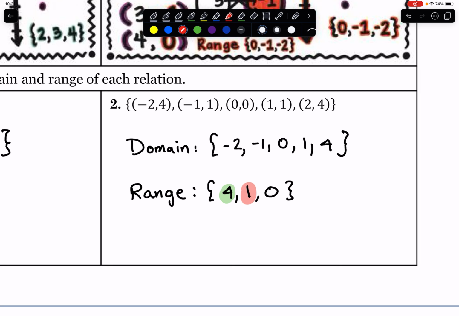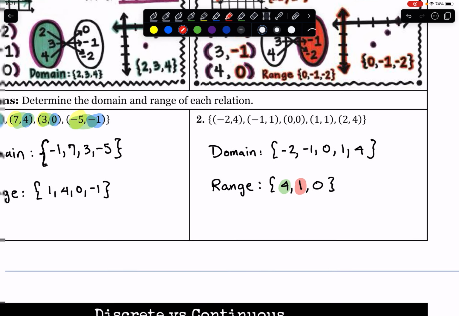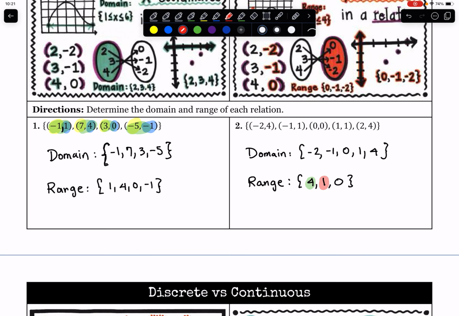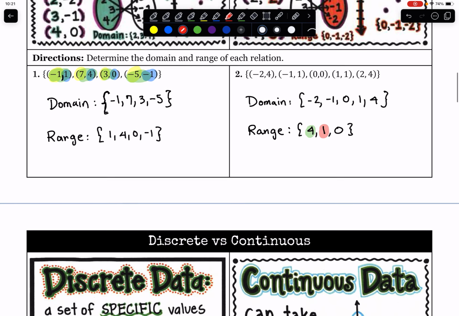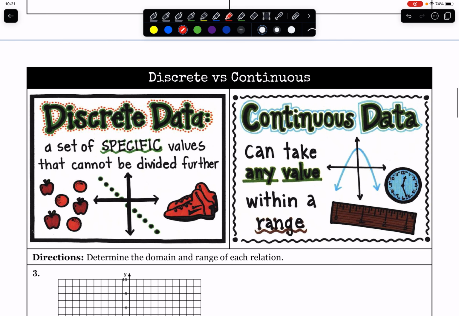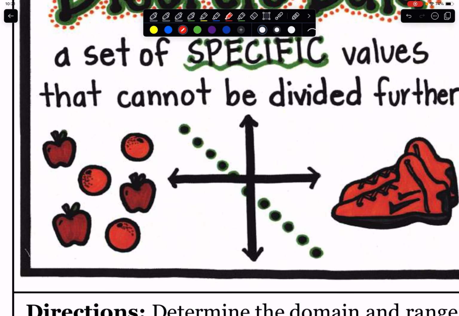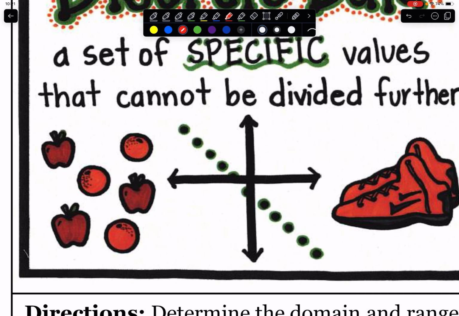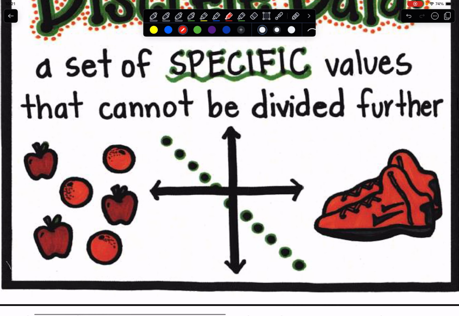So there you go. Okay, now a relation can fall into one of 2 categories. The relation can be discrete, a set of specific values that cannot be divided any further. So for example, the number of oranges, the number of apples, the number of tennis shoes, the number of people, the number of desks in a classroom is going to be a specific value, a whole number value that cannot be broken up into fraction values.